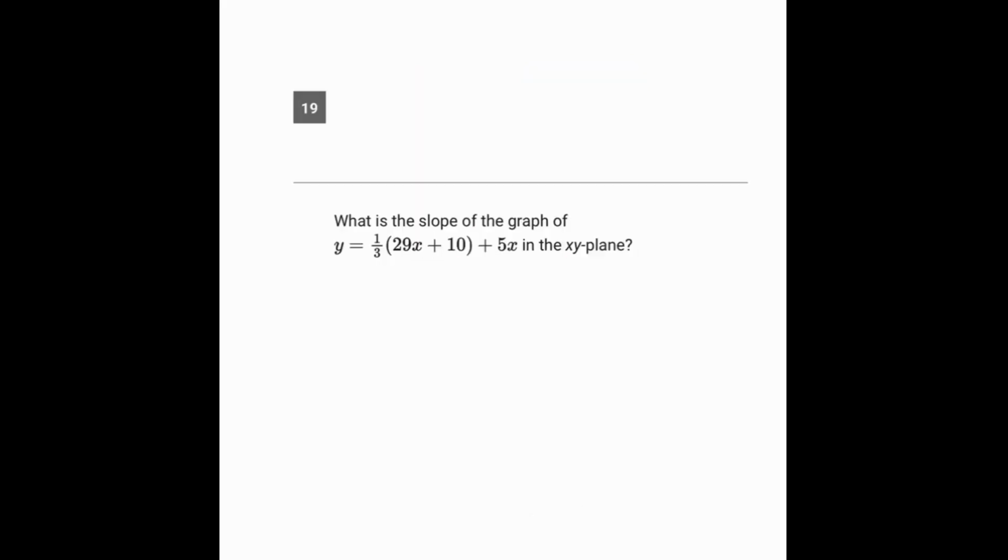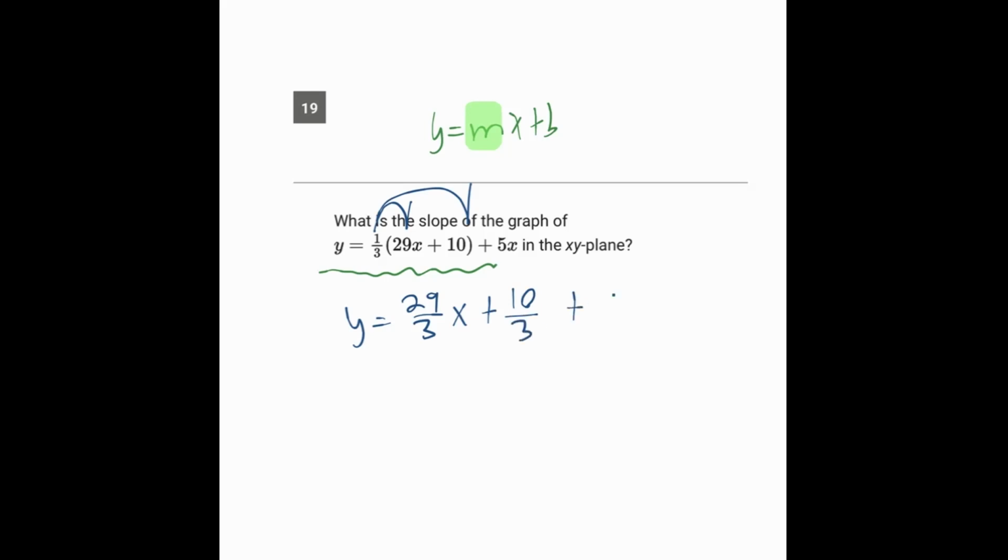Now going to question 19. Here we can simplify what we're being given until we have it in y equals mx plus b form. And whatever's in the m spot, well, that'll be the slope. So let's start doing that. So let's distribute the 1/3. So y is 29 over 3 x plus 10 over 3, plus 5x.